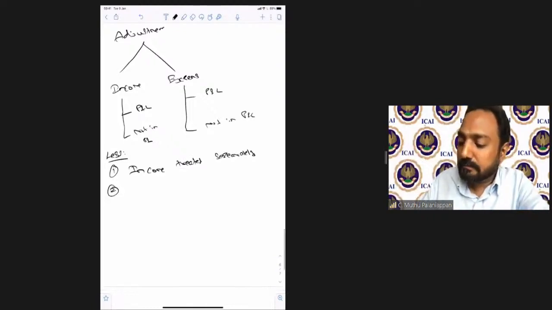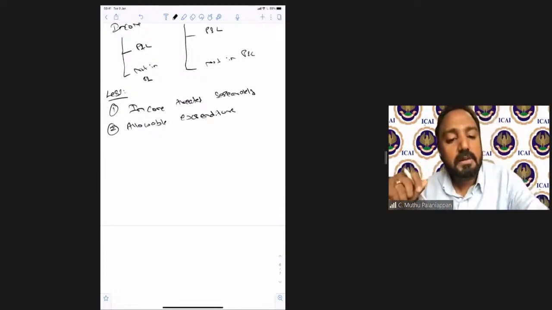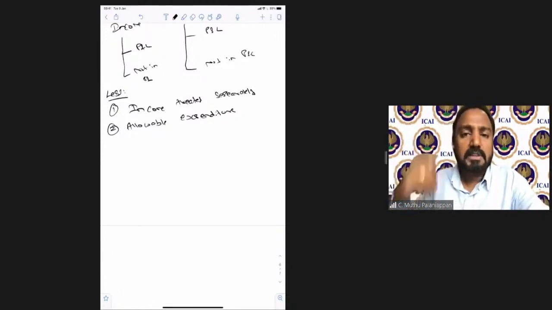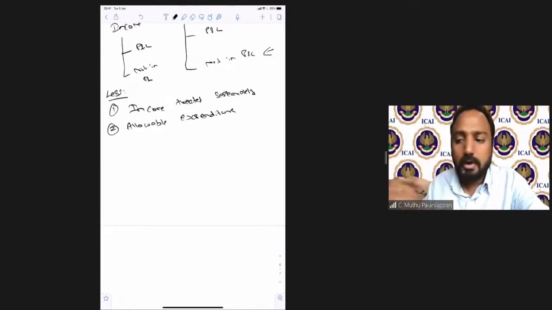Next is allowable expenditure. Allowable expenditure is nothing but an expenditure that is not there in P&L. I'm just allowing it now in my Excel. So this will come under this category. It is an allowable expenditure which is not in P&L. I'm allowing it now. So these are the two things that I'll reduce.